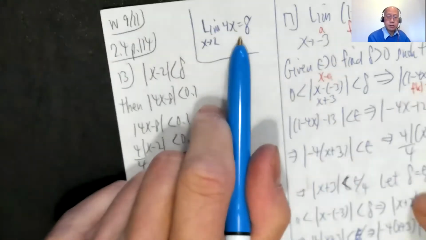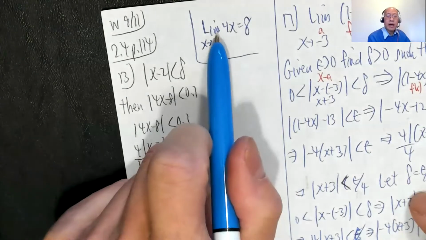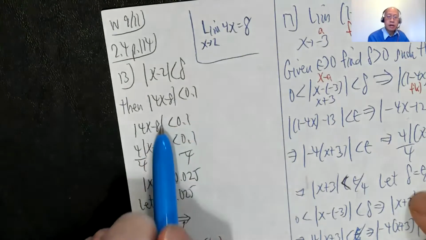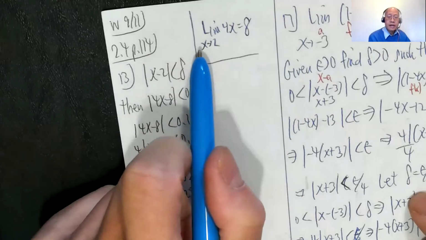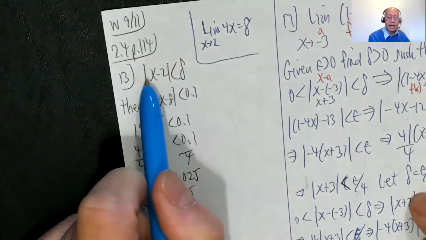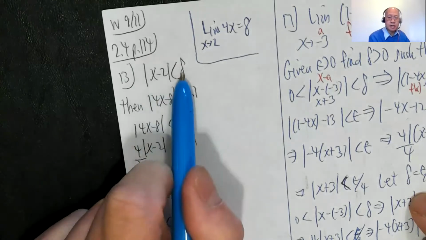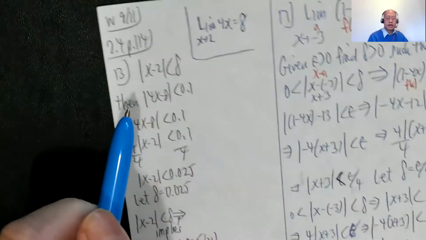It's obvious by direct substitution. But when we set up these problems, this is f of x and L. So absolute value of f of x minus L is absolute value of 4x minus 8. And x approaches 2, that's where we say x minus a, x minus 2, and absolute value is less than delta. Ordinarily, we would put a 0 on this side. They don't give that to us.